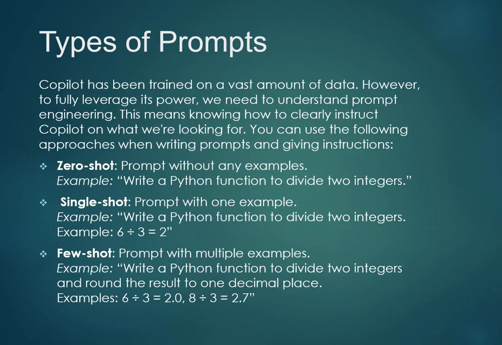But if you are looking for a response from GitHub Copilot where, instead of dividing, you want modulo, then you can either write modulo, or you can give an example. If you give an example, Copilot will understand the context of your example well.